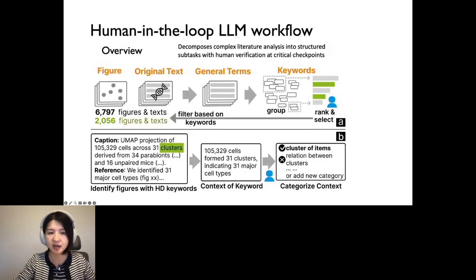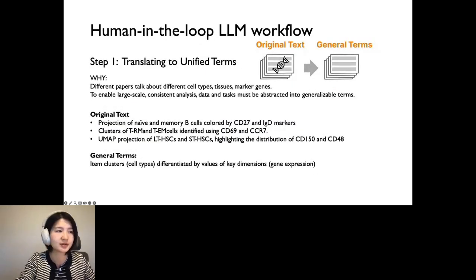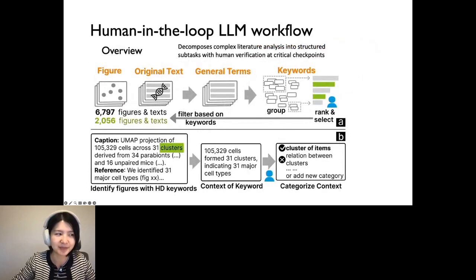At the same time, we also incorporate several important human validations about the quality of the workflow. So it allows us to scale up the analysis and at the same time maintain quality control of the results. And now let's go through each of those subtasks one by one.